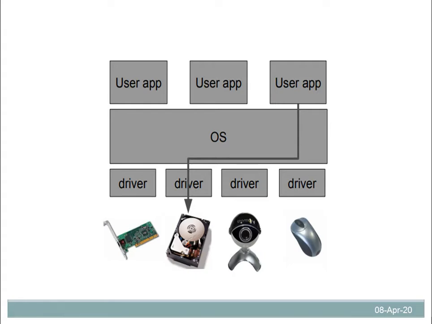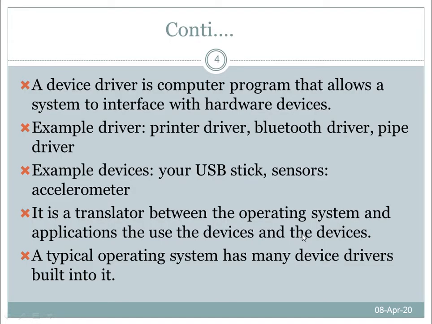In short, we can define drivers as a set of functions written to perform a particular task. These directly interact with the hardware to perform the specific task. So a device driver is a computer program that allows a system to interface with a hardware device, like your printer, Bluetooth, mouse, cameras, hard drive, etc. It is a translator between the operating system and the application. It is nothing but the intermediary between your operating system and your peripherals.